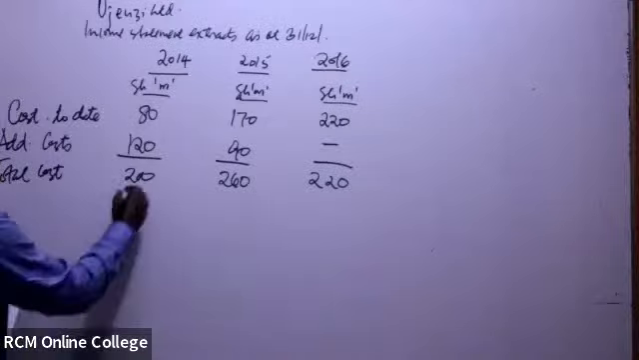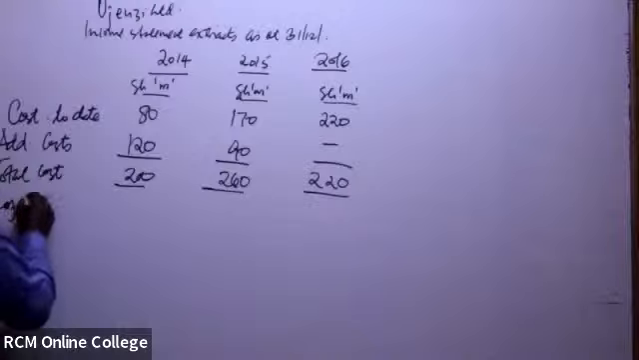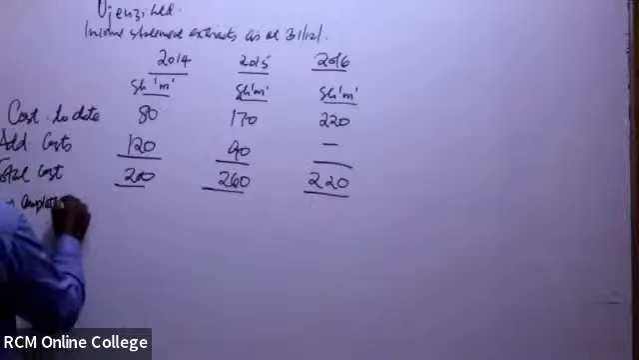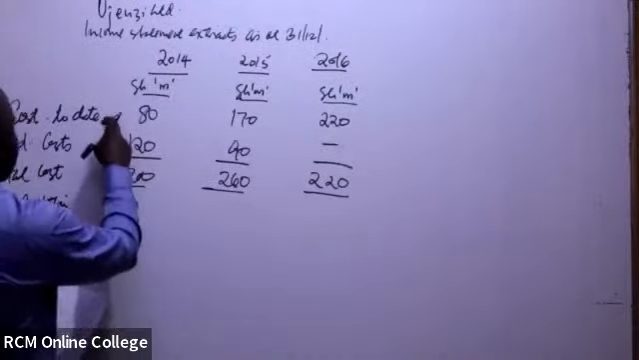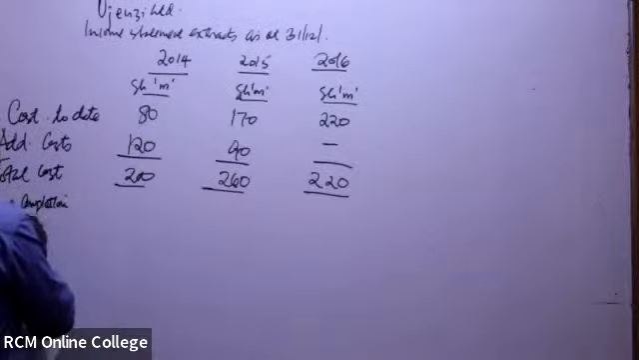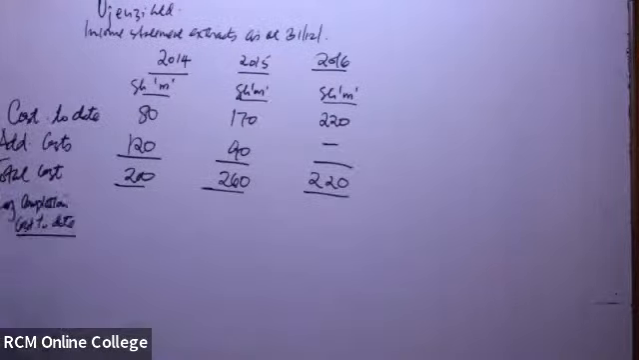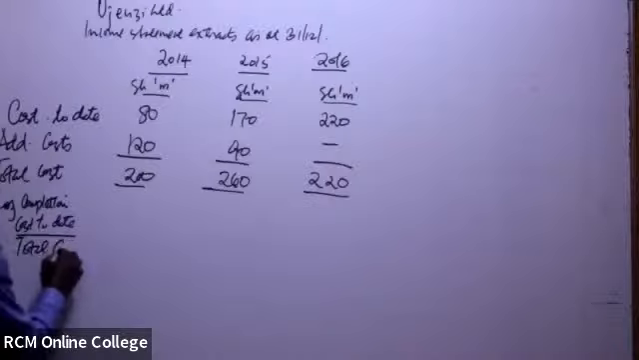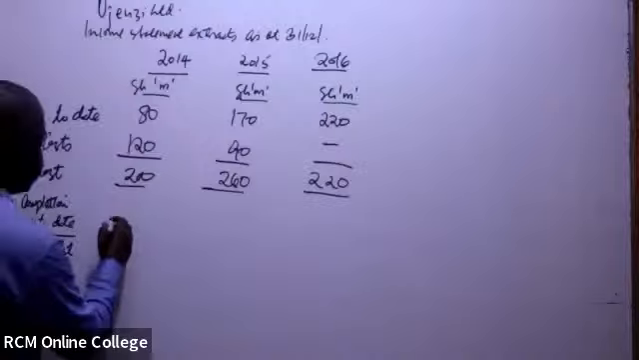So we can calculate the percentage of completion. From this, you can get the percentage of completion. How do you get it? You take the cost to date and divide by the total cost. It will indicate what percentage they were able to complete in each and every year. So for this first one, we'll take 80.